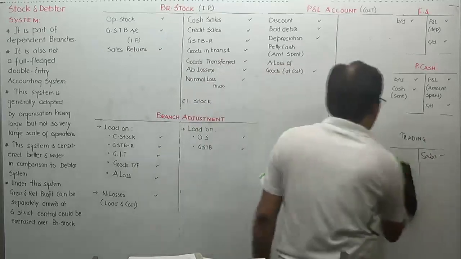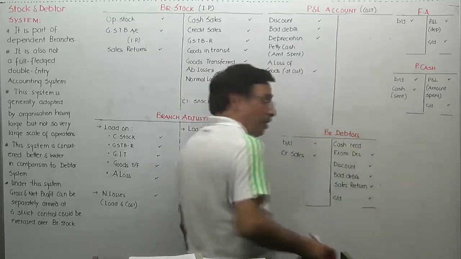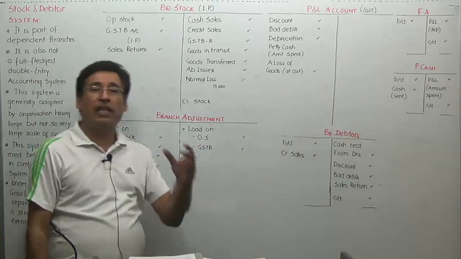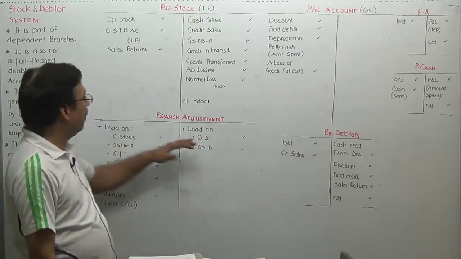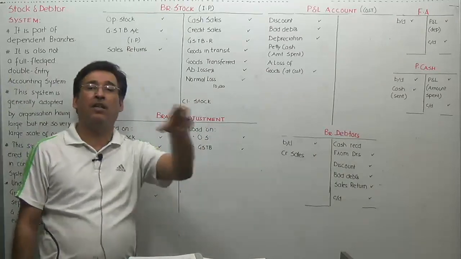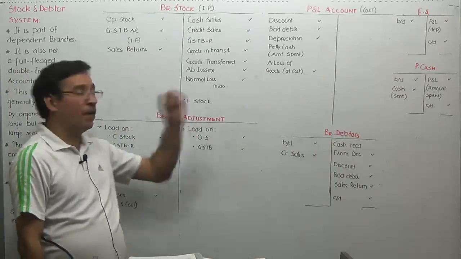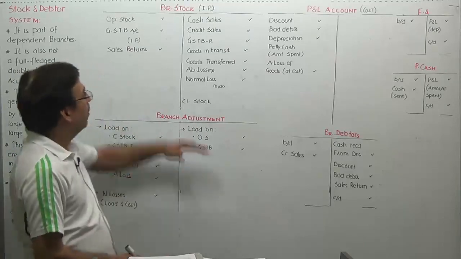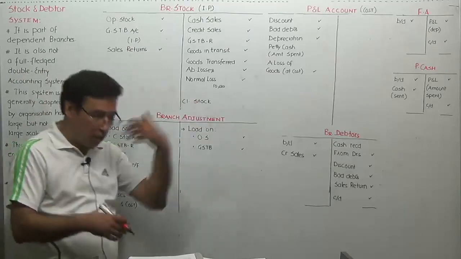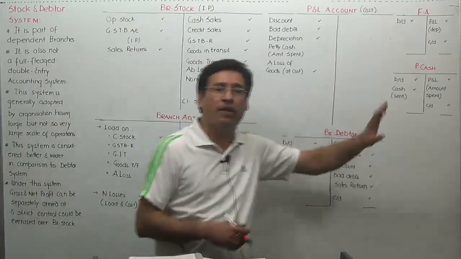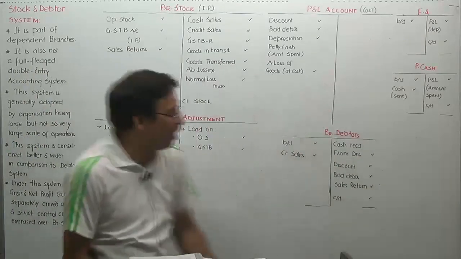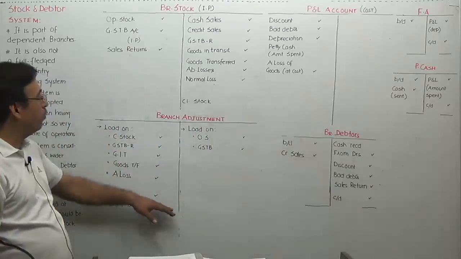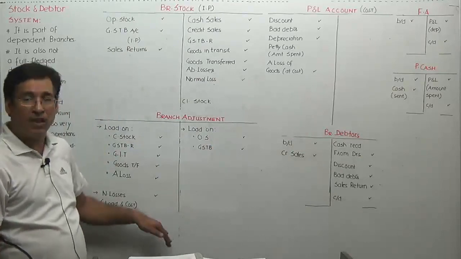So don't let it escape your memory that branch adjustment account, which we will see later on, ultimately gives us gross profit. It is nothing but a country cousin of trading account. It is similar to trading account. That is the reason for normal losses. Normal means which are normal. I have already told you all normal activities are incorporated in the trading account. So that is the reason that the entire normal loss is put on the debit side of branch adjustment account.